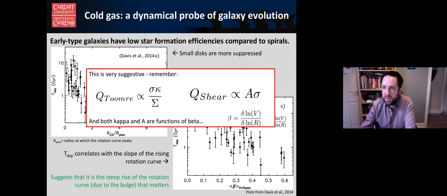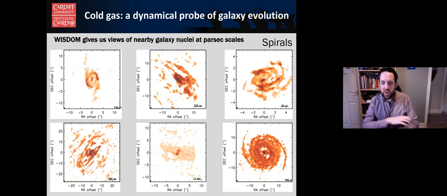So what we can do is use our WISDOM data that gives us beautifully resolved maps of the center of a lot of nearby galaxies to start to address this question. So I'm going to show you some maps now. Here are six of the spiral galaxies we've observed as part of the WISDOM program. What you see is probably what you'd expect from the centers of spiral galaxies. This is the central kiloparsec or two of these objects. You can see lots of spiral arms, spiral features. We're resolving individual giant molecular clouds in a lot of cases in these objects. And that's probably what you expect.